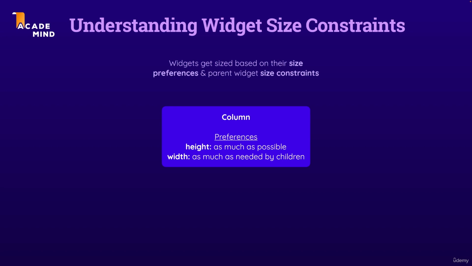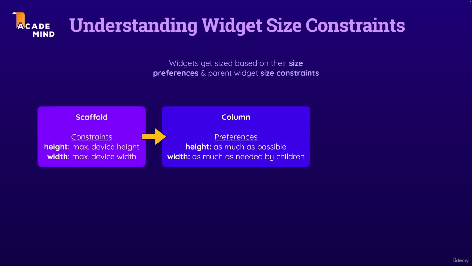But since the column in theory, of course, wants to take as much height as possible, it's important that the column widget is inside of a parent that restricts the height, because otherwise it would go outside of the screen boundaries, which is not the goal. That's why we, for example, have no problem if a column is used directly inside of a scaffold widget, so as a value for the body parameter of a scaffold widget. Because the scaffold widget turns out to constrain the height and the width to the maximum device height or width. But every widget has different constraints for its child widgets, so this is just an example here.